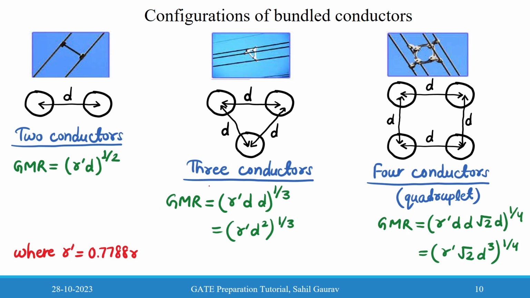In a similar way, we can find the geometric mean radius for three conductors: r dash into d into d. There are three terms inside the bracket, so it will be 1 divided by 3. And for four conductors, there are four terms inside the bracket, so it will be 1 divided by 4.